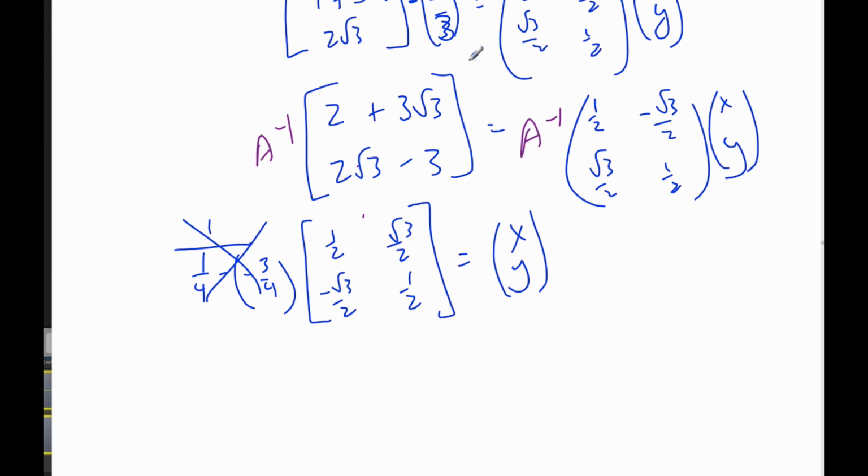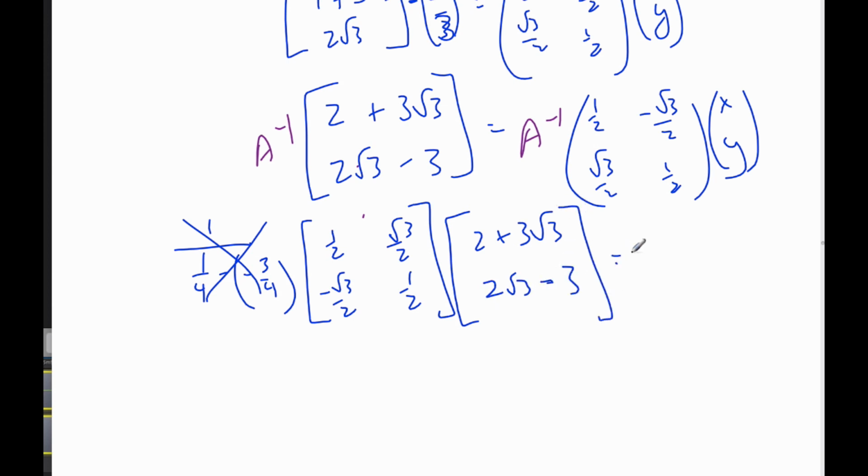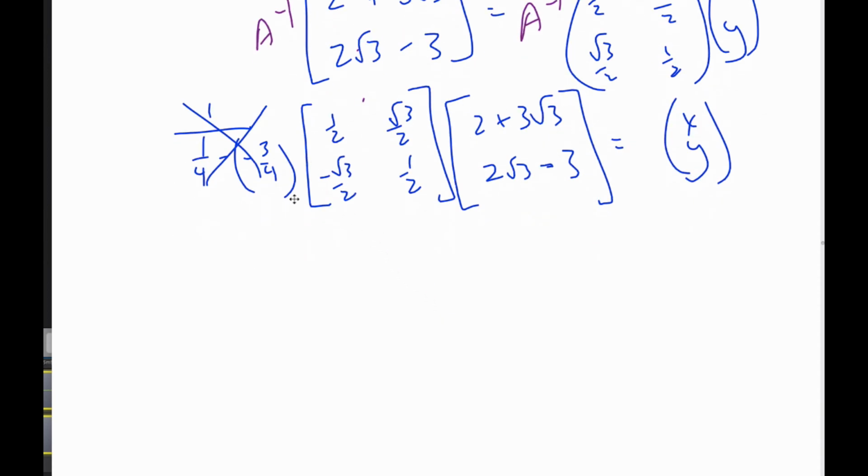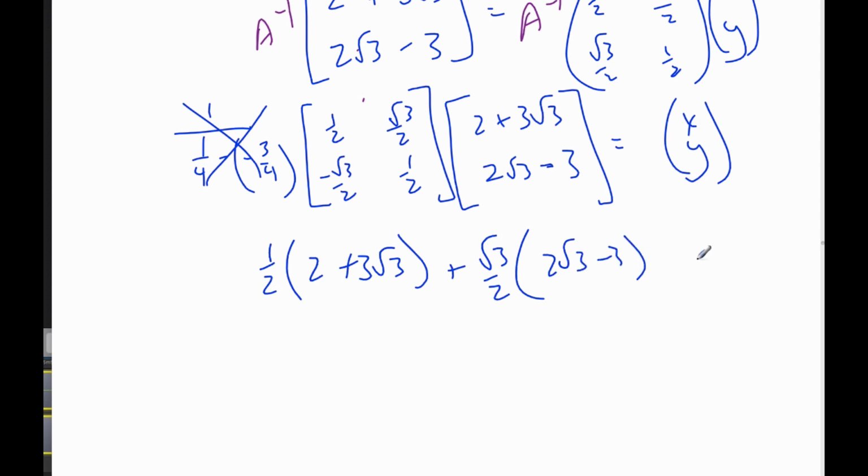And I forgot to write this matrix. I have too many things I'm thinking about. So I have to multiply that times 2 plus 3 root 3, 2 root 3 minus 3. And when I multiply that, I will then get my x y. Multiplying this, it's going to be 1/2 times 2 plus 3 root 3 plus root 3 over 2 times 2 root 3 minus 3. This will be my x value. And I'll simplify this first.